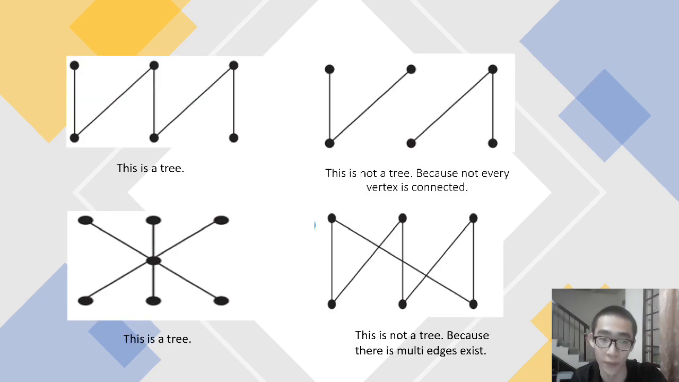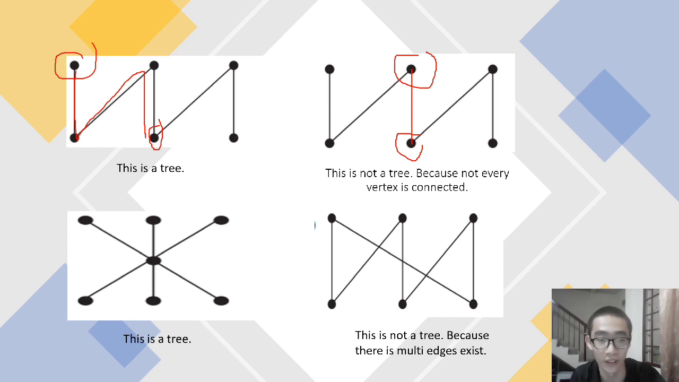Okay, let's look at some examples. For the first diagram, it is a tree because every vertex is connected by only one edge, no loops, and every single pair of vertices has only one path. So this is a tree. For the second diagram, it is not a tree because obviously we can see that these two vertices are not connected by an edge.